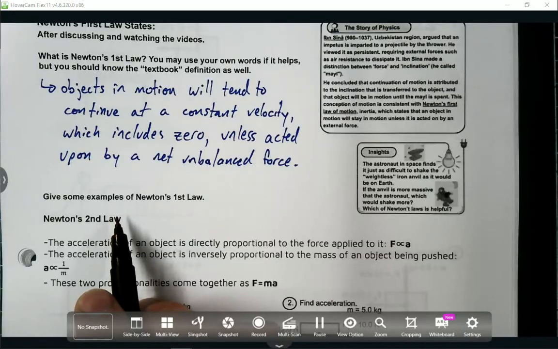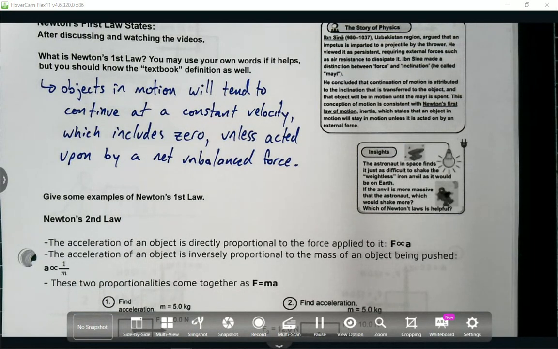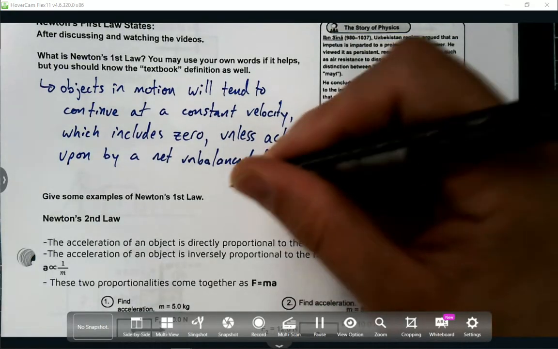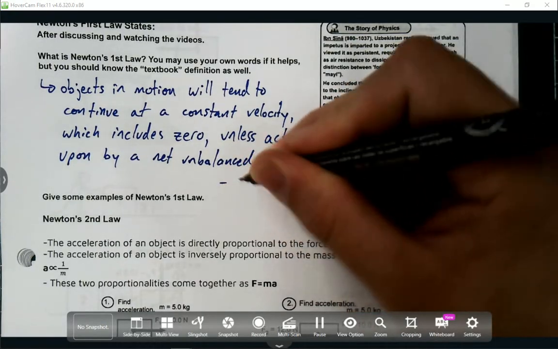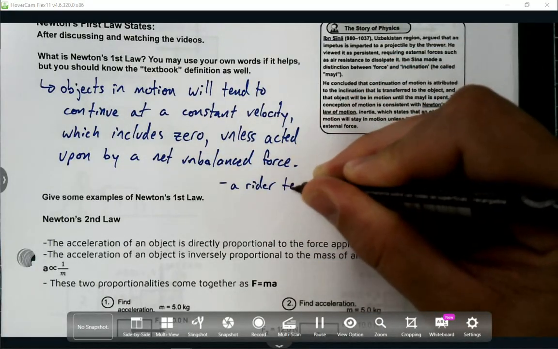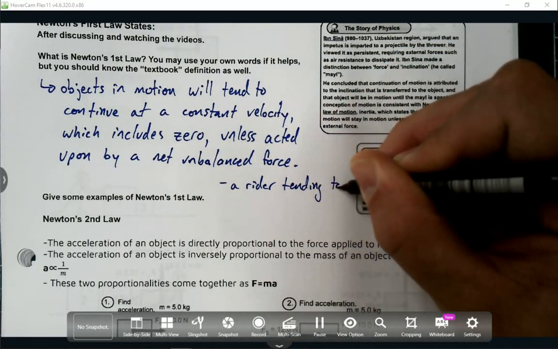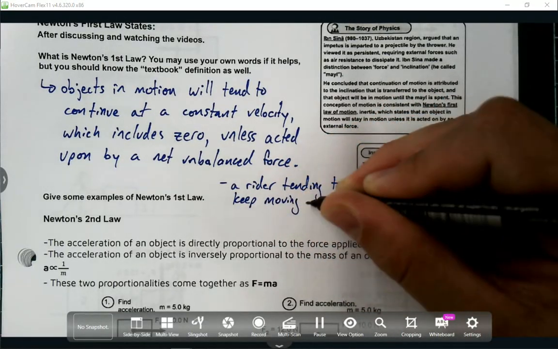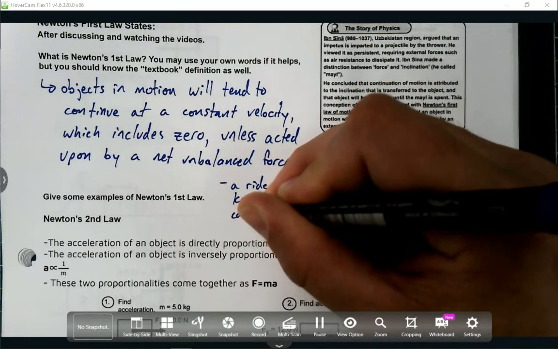Anyway, some examples of Newton's first law. What would be one? Somebody help a fella out. What's an object that would do this? Yep. Like inertia, when you are driving in a car and it comes to a sudden stop, it's that jolt you feel. Yeah. You move forward until the seatbelt tightens. All right. So a rider tending to keep moving when the car stops.